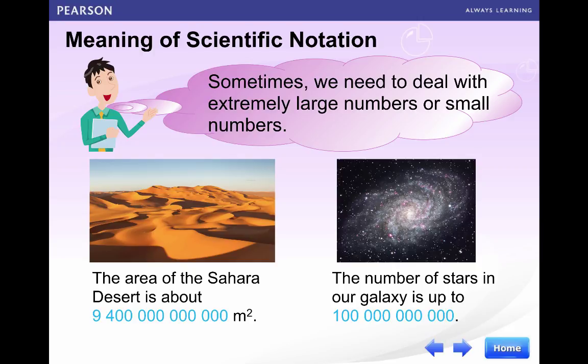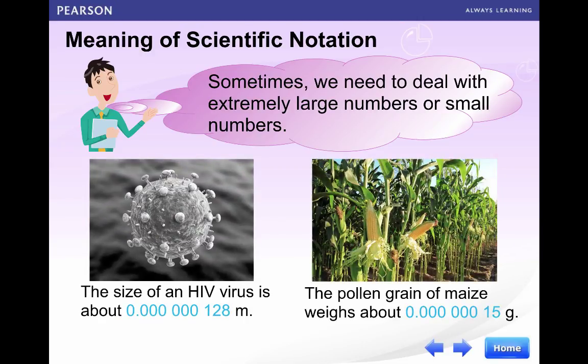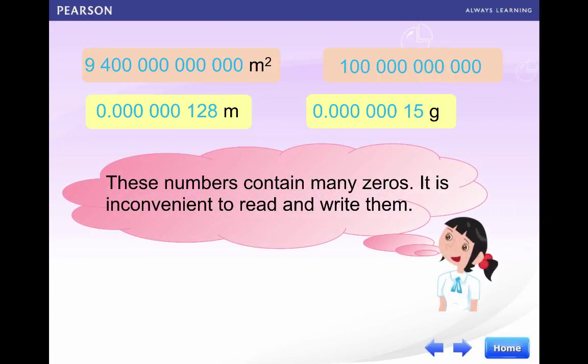Say the Sahara Desert, the area will be very large, and the number of stars in the galaxy is a huge amount. And maybe like a virus, the size will be very small, and the pollen grain of the maize will also weigh a very small amount of grams. So if we need to read and write all these numbers each time, it is very inconvenient.